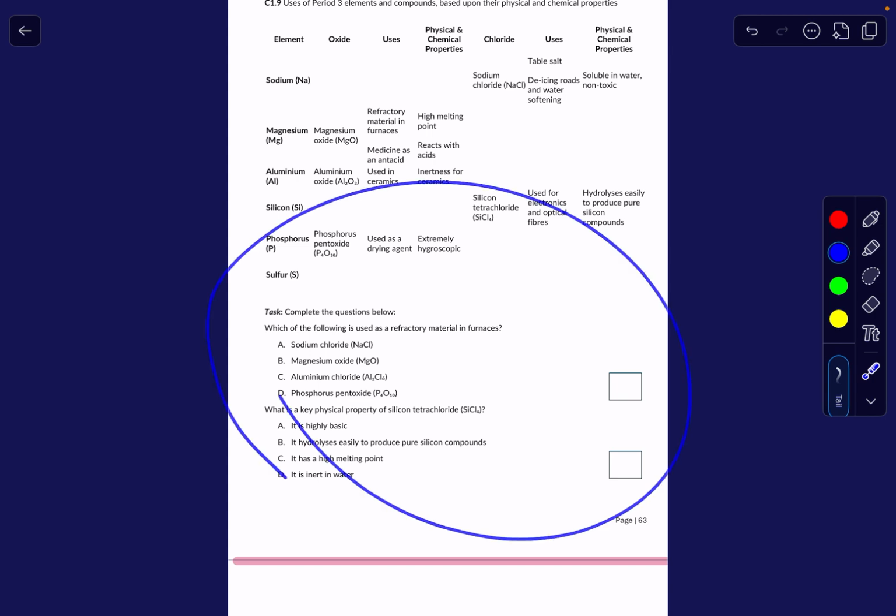What I'd like to do is just have a look at these multiple choice questions, use the table, see if you can apply the information, and that's it.